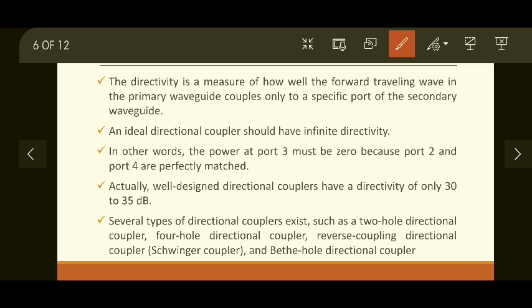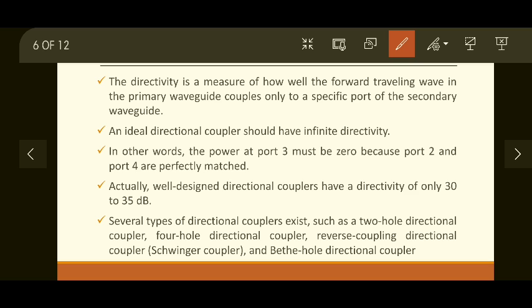In other words, power at port 3 must be 0 because port 2 and port 4 are perfectly matched. For practical cases, directional couplers have a directivity of only about 30 to 35 dB. So we are far away from the infinite value, but still it is a very good directivity considering the circumstances. 30 to 35 dB is sufficient.